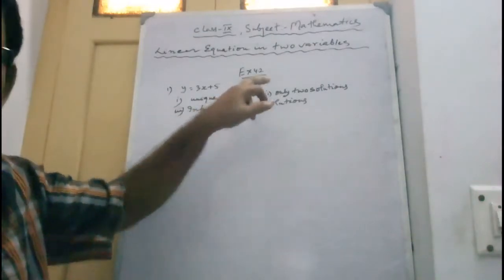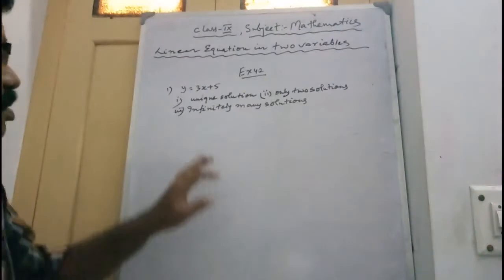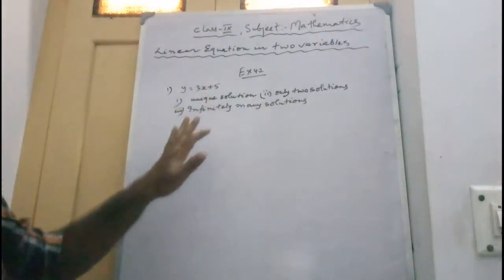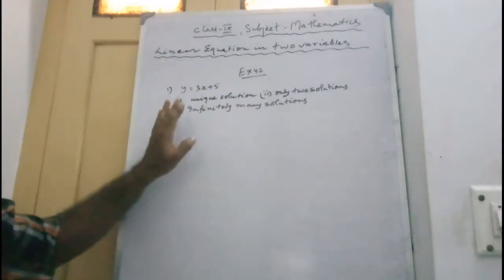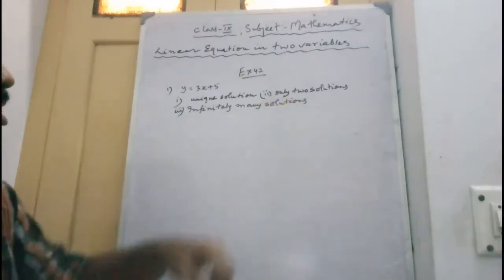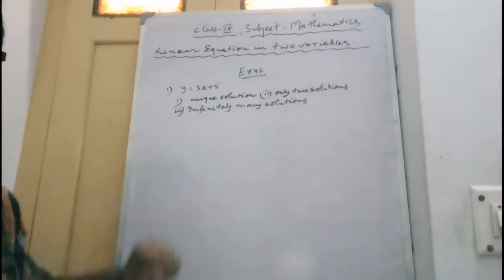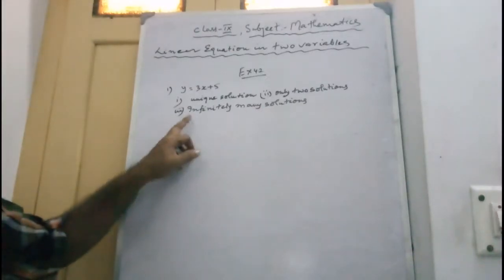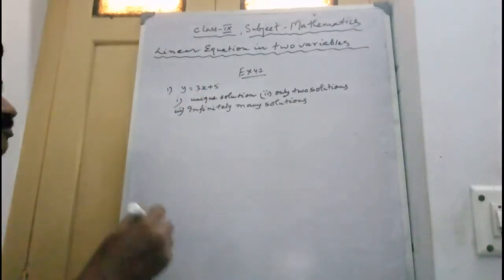Now exercise 4.2, question number 1, y equal to 3x plus 5 equation is given. Three options are given. The first one is a unique solution. Second one only two solutions. Third one infinitely many solutions. So you have to select which one is the correct option for this question.